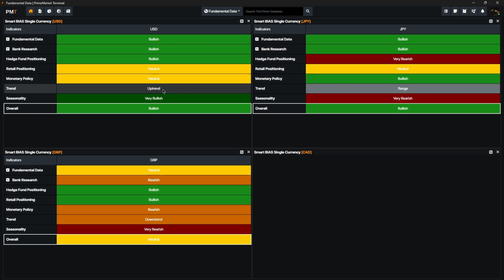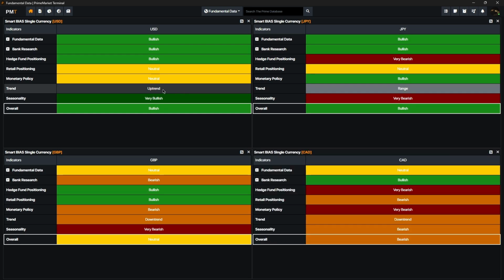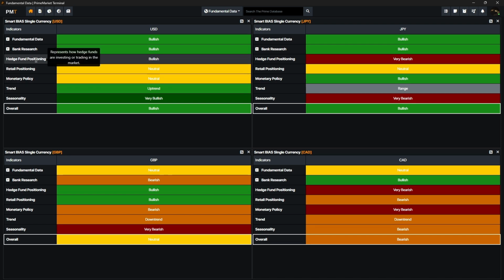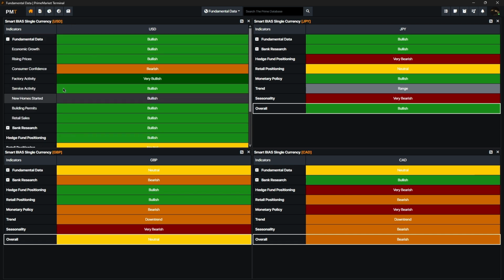This was a feature that I liked when I just started to use the software, but I'm not sure how accurate this feature is. Plus, I manually do this myself, and I like doing this manually because a lot of these things are subjective and nuanced, but basically it gives you a summary. So we have US dollar here, so you can see USD, it looks at the fundamental data and it says that the fundamental data right now is bullish for the US dollar.